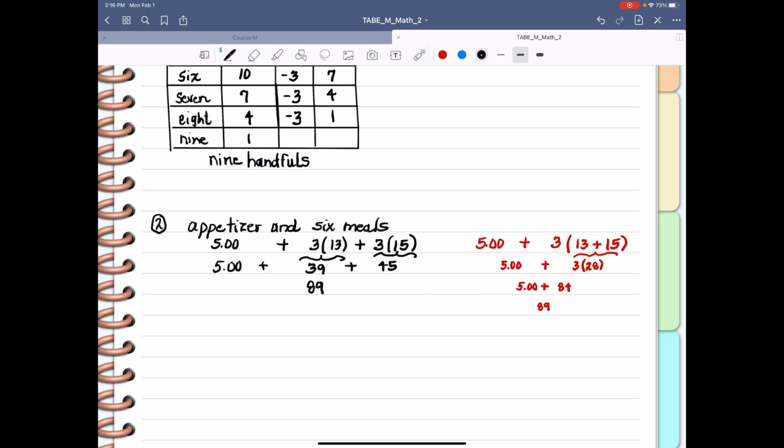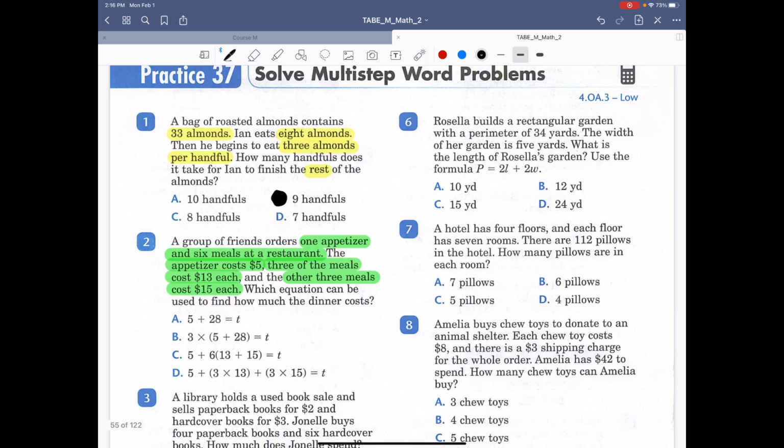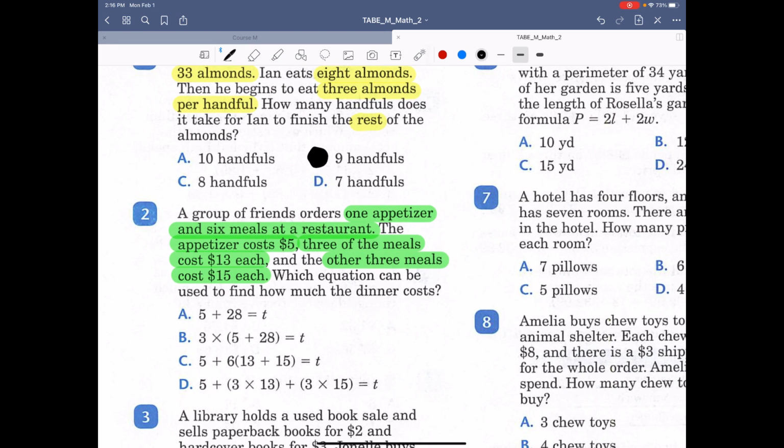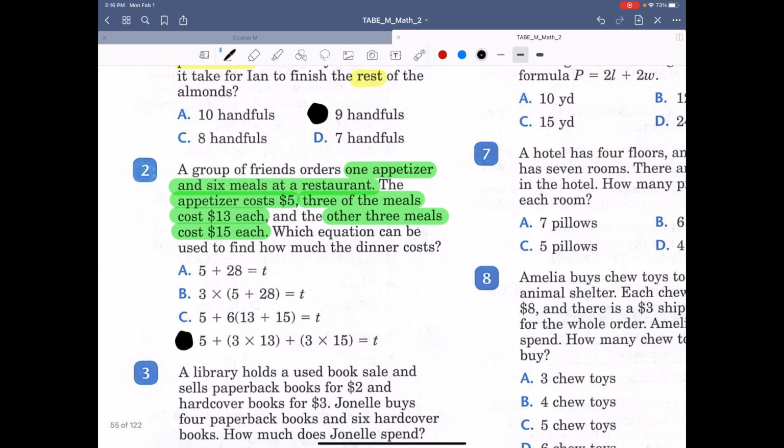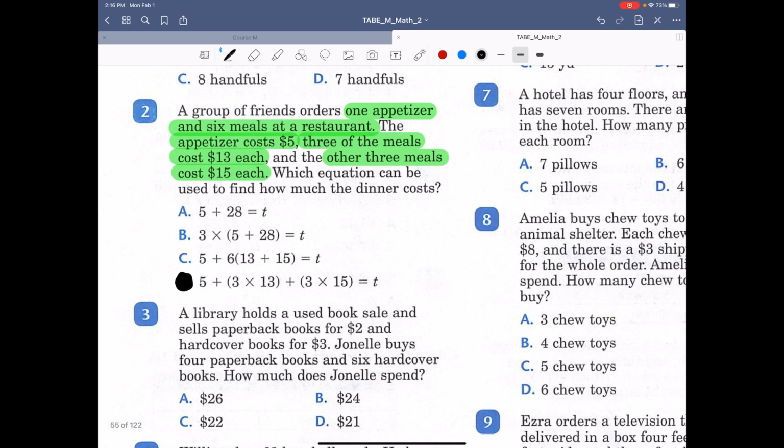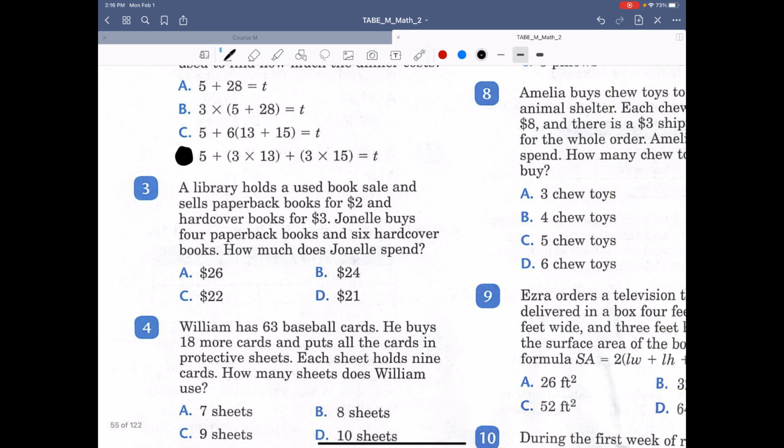So when you look back at your question, they did it with option D, as in dog. They said the appetizer plus 3 meals at 13 plus 3 meals at 15 equals T, which stands for total. So D is the answer, but either way would work. You could solve it with either. They could have just as easily used the common factor way. Okay, number 3.